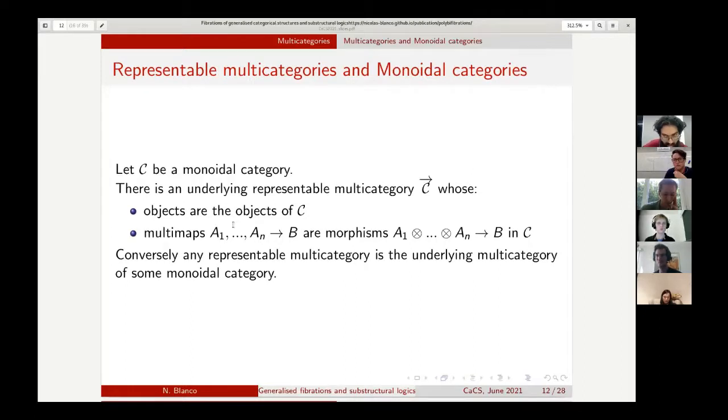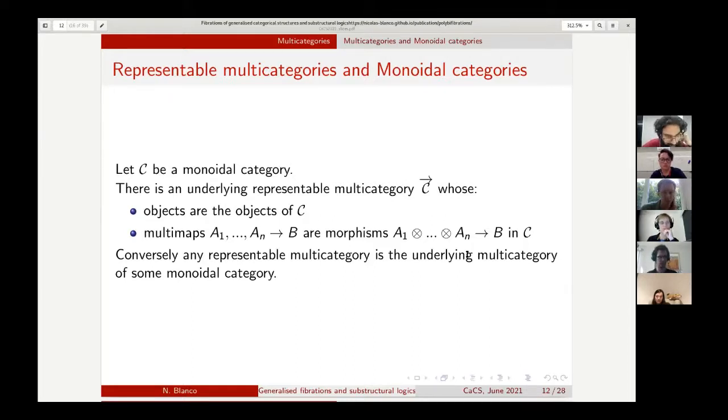And so any monoidal category will give rise to a representable multicategory by just saying multimaps are morphisms that go from the tensor product of the inputs. So we are defining a multimap to just be something out of the tensor product. And what is interesting is that this characterizes all the representable multicategories. So if you give me a multicategory and you say I have all tensor products in it, then from that I can define a monoidal category in such a way that the multicategory will be its underlying multicategory. And so this means that we really have two faces of the same kind, or two different notions.